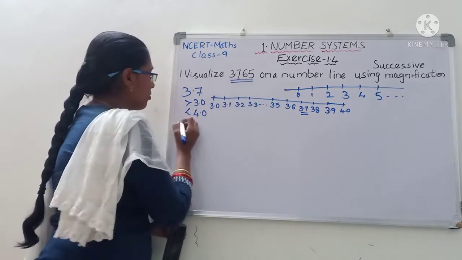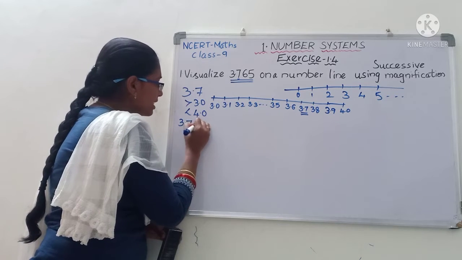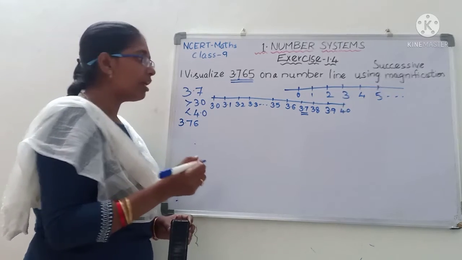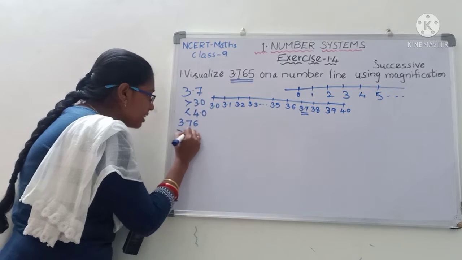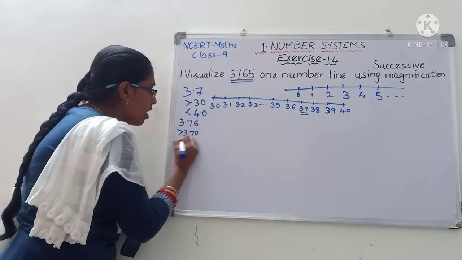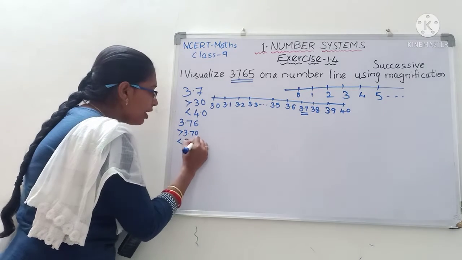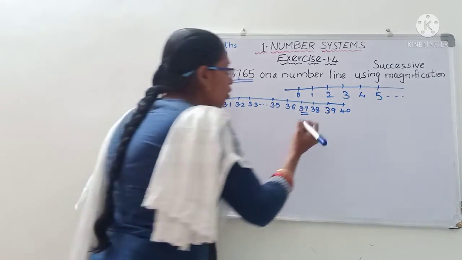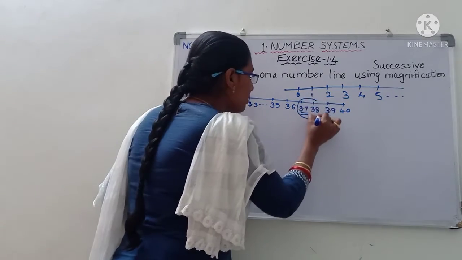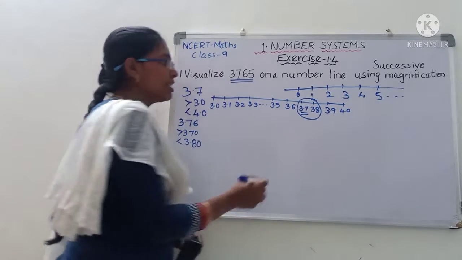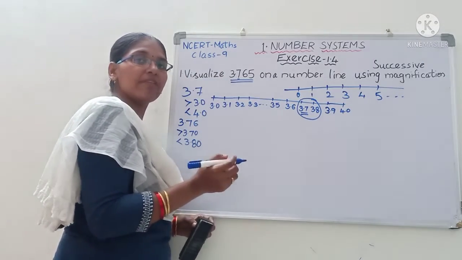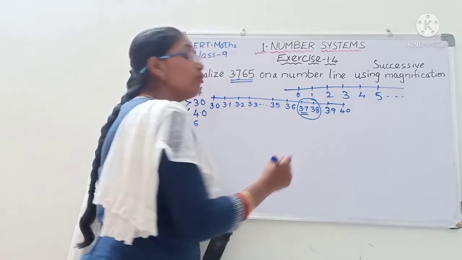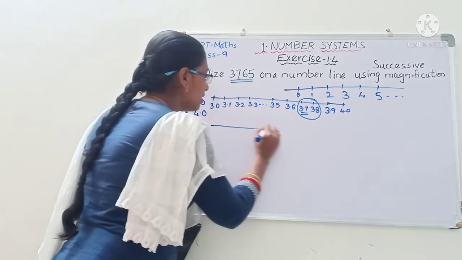Let's take another decimal point now. 3.76. Where will 3.76 be, children? It is greater than 3.70 and it is less than 3.80. So this line segment between 3.7 and 3.8, assume there is a magnifying glass and divide it into 10 equal parts.